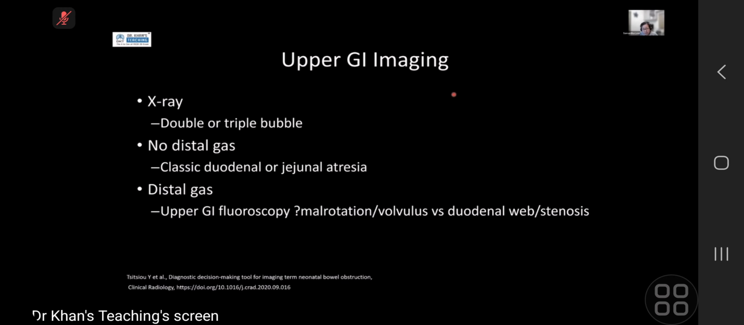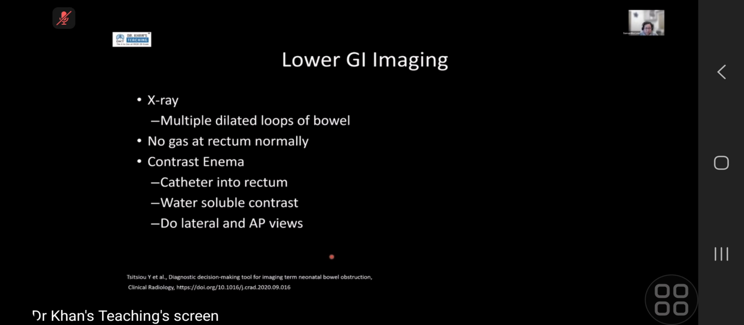We've gone through the upper GI causes of neonatal obstruction. On X-ray you've got your single, double, or triple bubble, different forms of atresia, gastric, duodenal, or jejunal atresia, with no distal bowel gas. And of course, if there's distal bowel gas, you're thinking of something like a web, a stenosis, or a malrotation with volvulus, and that's when you need to do your upper GI contrast study.